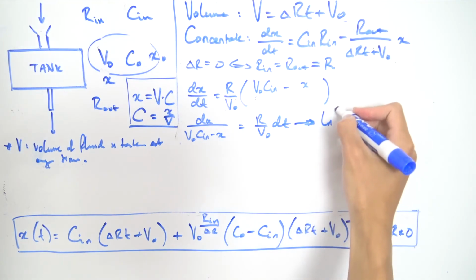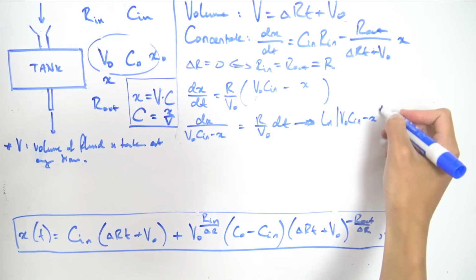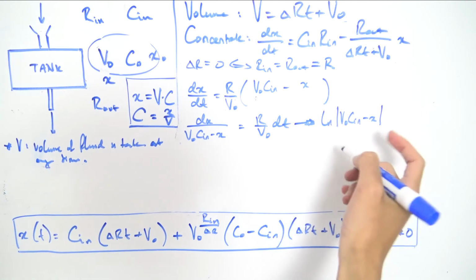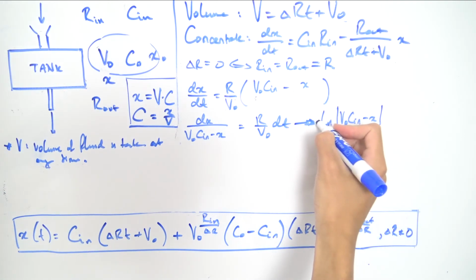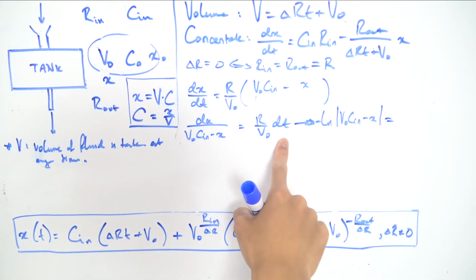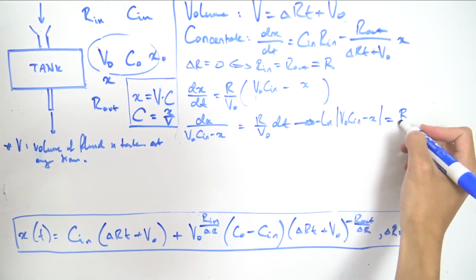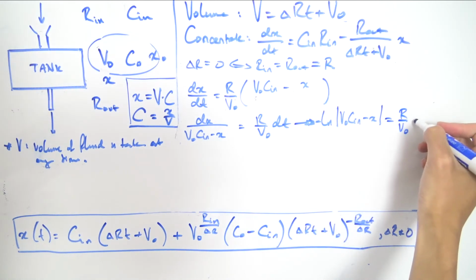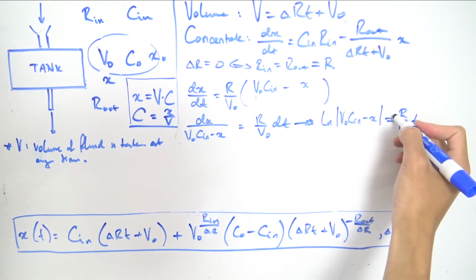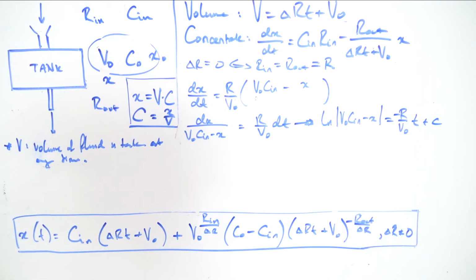So we're going to get natural log absolute value of v0 cn minus x, but we also have to divide by the inside derivative, which happens to be just this -1. So we have to make sure we have a negative over here. And on the right hand side, we're just integrating this with respect to t, and we're just going to get this constant times t. So we're going to get r divided by v0 times t, and let's bring this negative onto the other side actually. Makes more sense that way. And then we also have some arbitrary constant c added on to the very end.